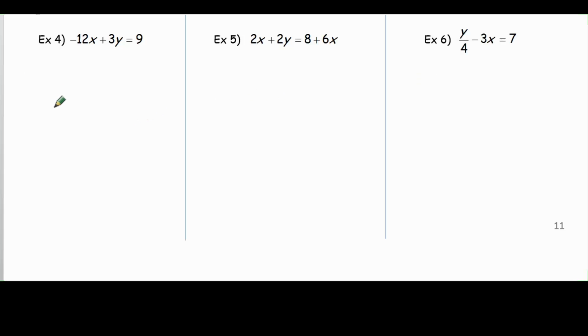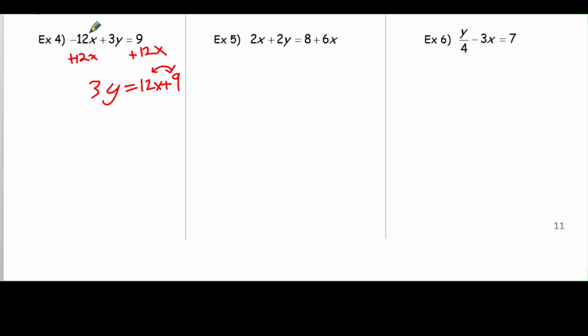Alright, we're going to resume with example 4. So we have x's and y's on both sides. So just like before, and it's even in the same order here. We're going to get rid of this 12x. Now it's a negative 12x, so we're going to add 12x over. And we're left with 3y equals 12x plus 9. And the last one I did, I left it as 9 plus 12x, or the equivalent. Doesn't matter. So you can write it in either order.